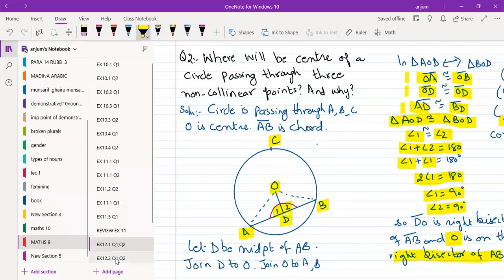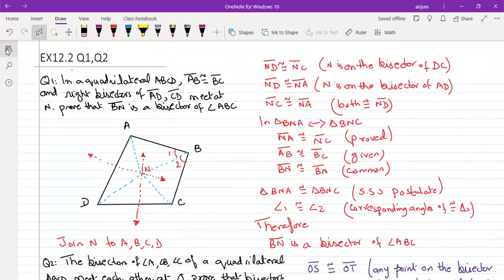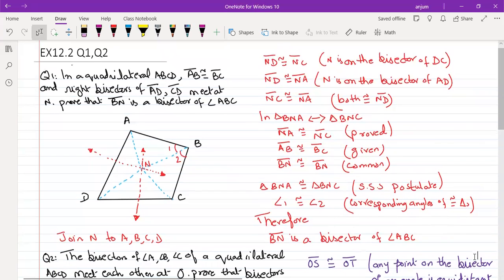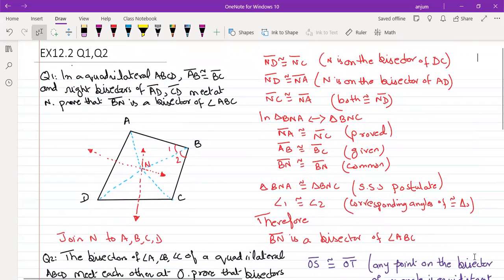Now we will move to the next exercise. Question number 1 from exercise 12.2. The statement is that in a quadrilateral ABCD, AB is congruent to BC, and right bisectors of AD and CD meet each other at point N. And we have to prove that BN is a right bisector of the angle ABC.